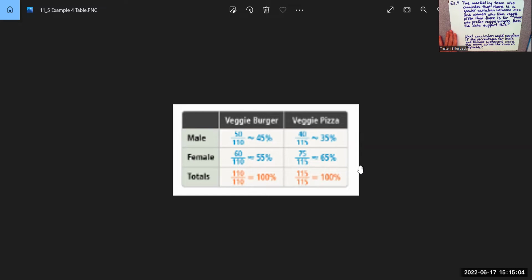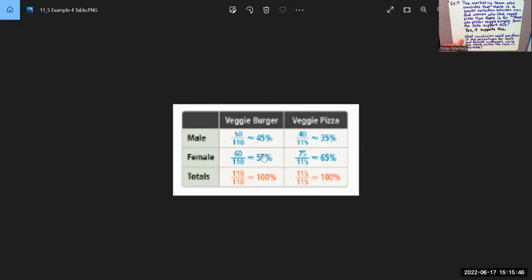So there's a greater variance. There is a greater variation between men and women who like veggie pizza more than there is for the burgers. So yes, it supports this. There is a greater variation of men and women liking the pizza right here than the burgers.